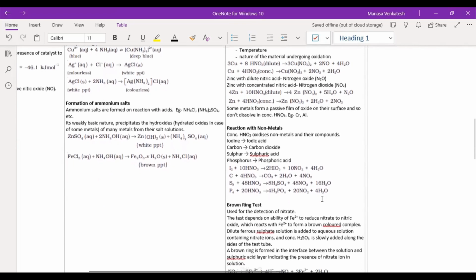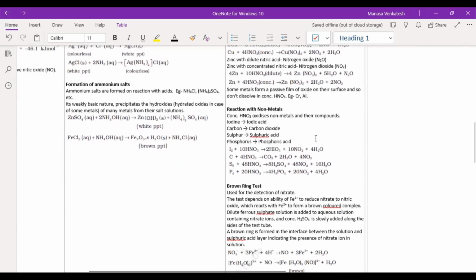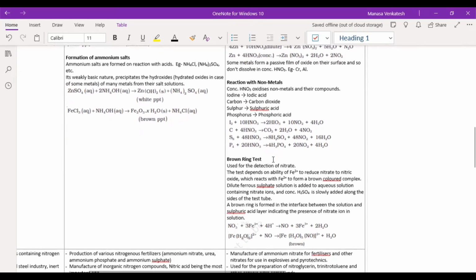Now, the next is reaction with non-metals. It has an ability to oxidize non-metals. So iodine is converted to iodic acid, carbon is converted to carbon dioxide, sulfur to sulfuric acid, phosphorus to phosphoric acid. And the respective reactions are given over here. If you notice, the byproduct is NO2 in all the cases, and H2O. The main product is varying. So do not learn these individually, learn them as a whole bunch. Basically the byproducts are the same in all the four cases. It's only the main product, that is the acids which are formed, which are different.